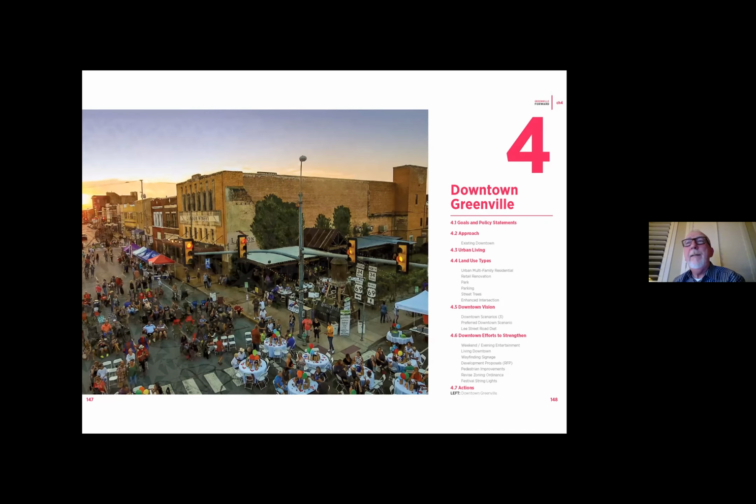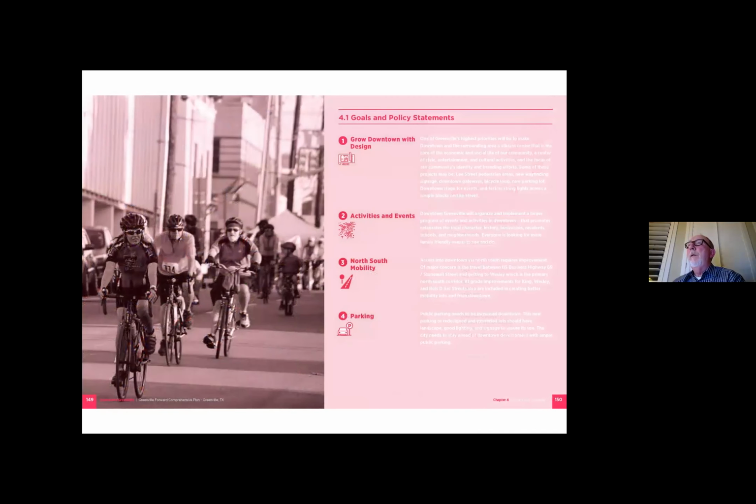Just a fantastic image. You can't have a better image that talks about a community coming together and celebrating downtown. So this is really just a fabulous image. Neat, I'm glad you guys had this. So again, the downtown chapter, we talk about goals and policies, the approach that we use to develop this, the land use types, some very brief but concise goals and policy statements, growing downtown through quality design.